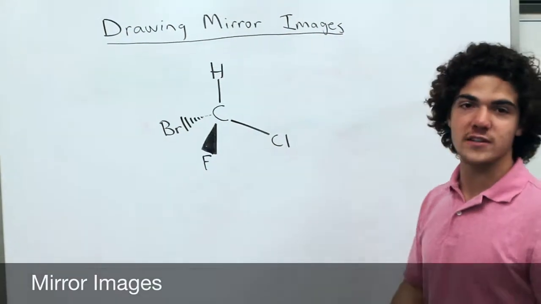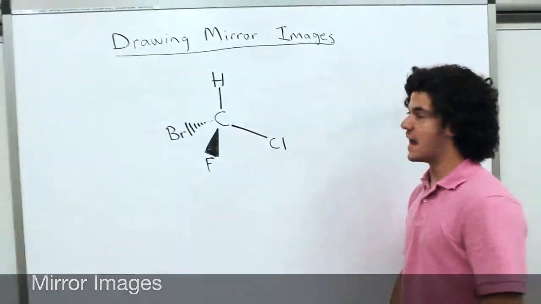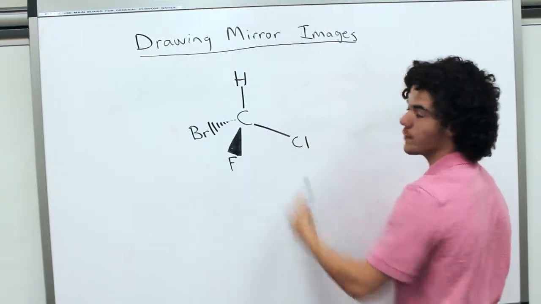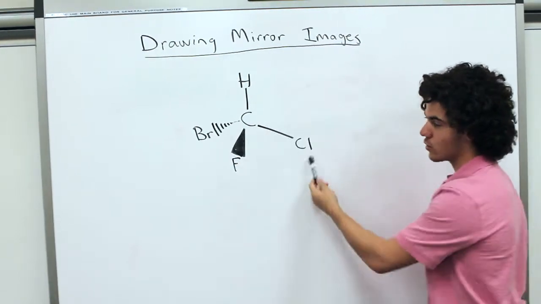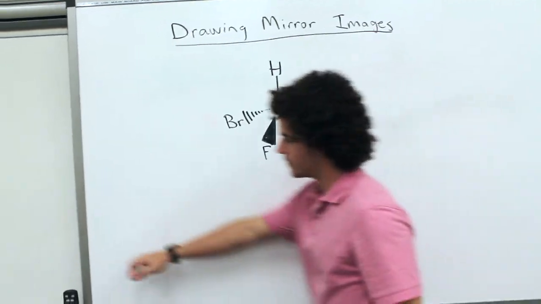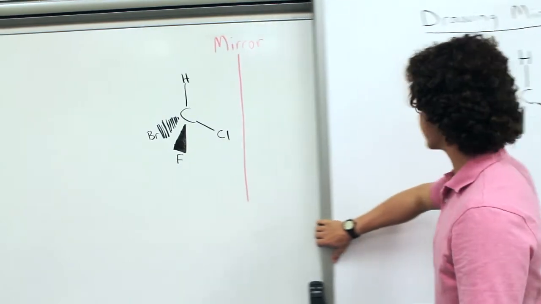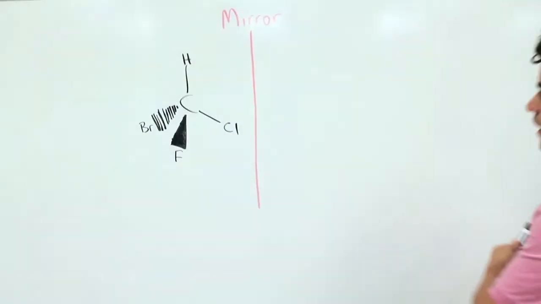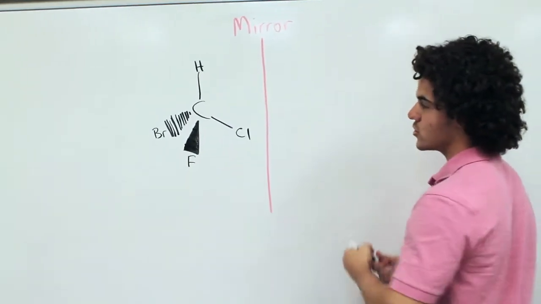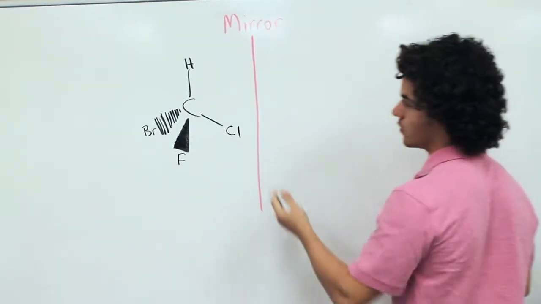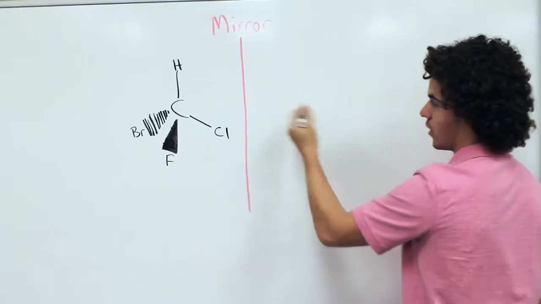In this section, we're going to be talking about how to draw mirror images. In this molecule, we have carbon as the central atom, bound to 4 different substituents: hydrogen, chlorine, fluorine, and bromine. Here, I drew the same molecule again. So here's our mirror. To start off, we're going to draw our carbon equal distance from the mirror on the other side.